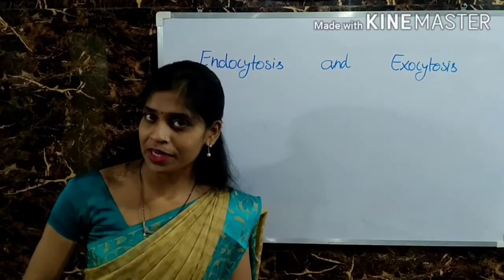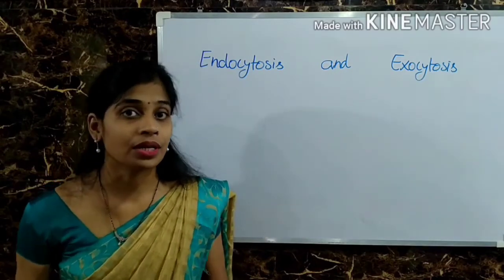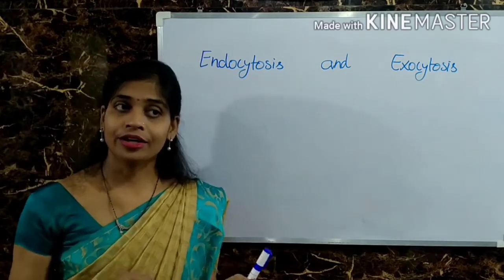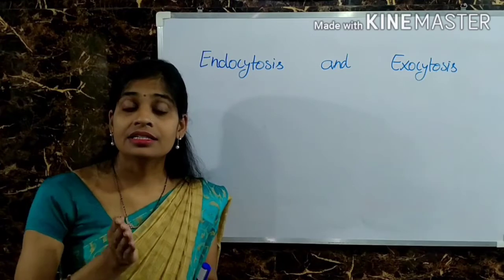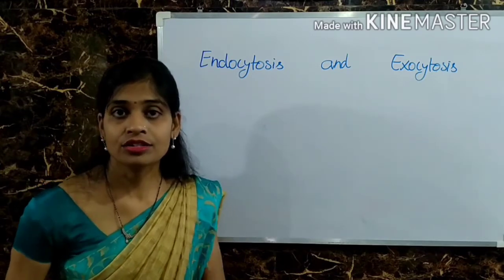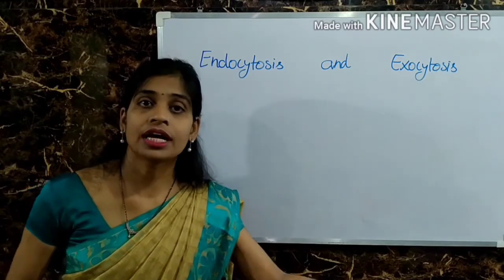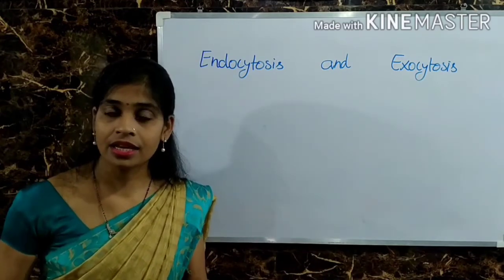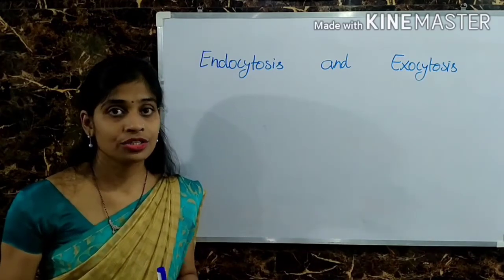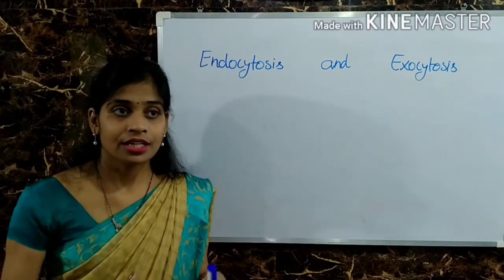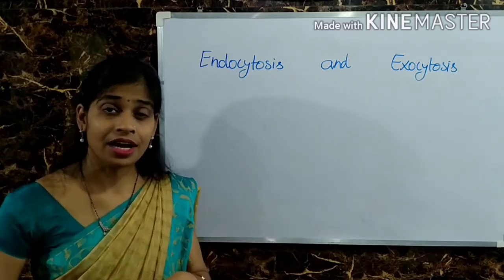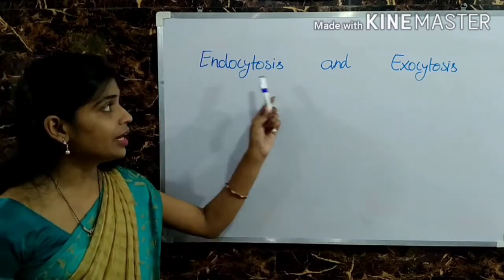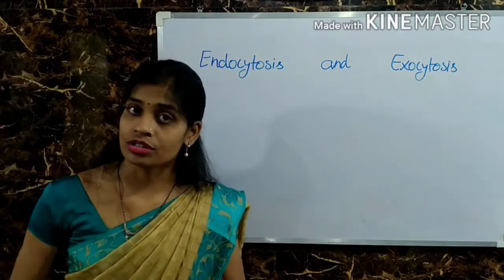Hello friends, welcome to my classroom. In this class we will learn endocytosis and exocytosis. Endocytosis means inside the cell and exocytosis means outside the cell. So what are the functions that happen inside the cell and what are the functions that happen outside the cell? The intake into the cell and the outtake from the cell are learned in endocytosis and exocytosis.